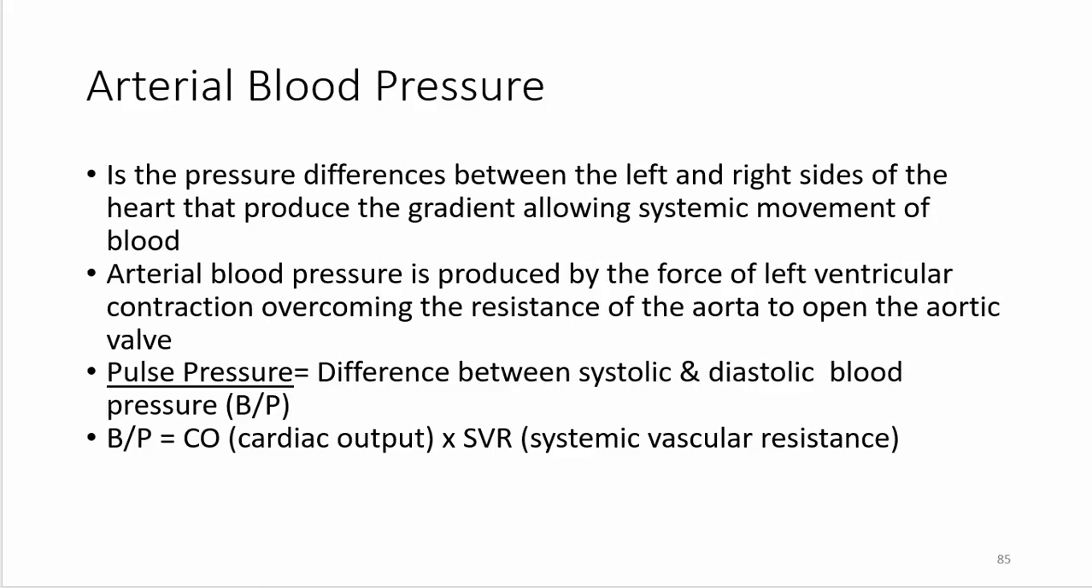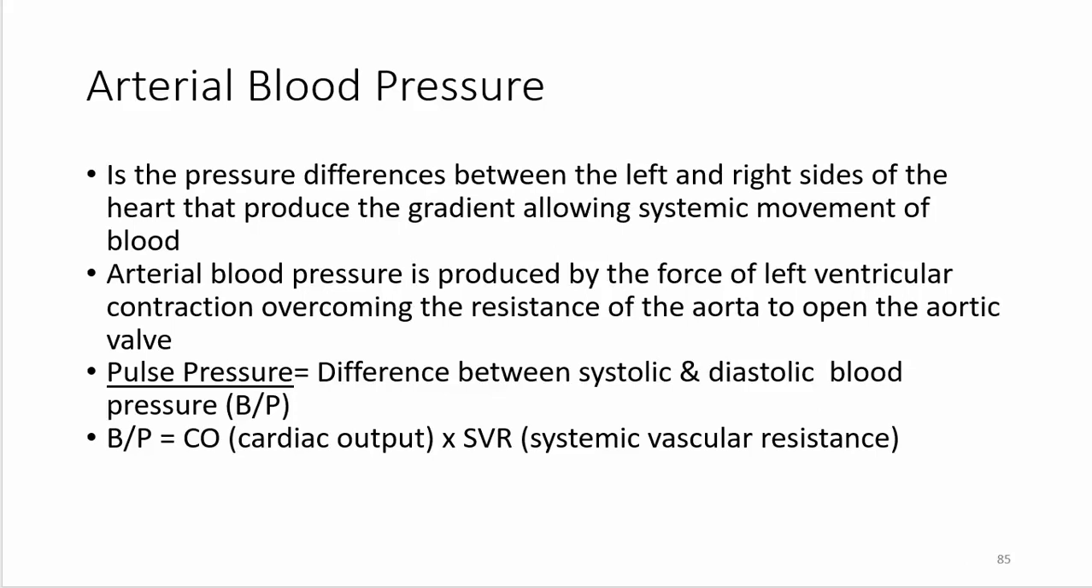Now, back in A&P, we presented a formula that said blood flow, or cardiac output, is delta P over R, the difference in pressure over the vascular resistance. Flow out of the heart is the opposite to resistance. More resistance, less flow. Less resistance, more cardiac output.